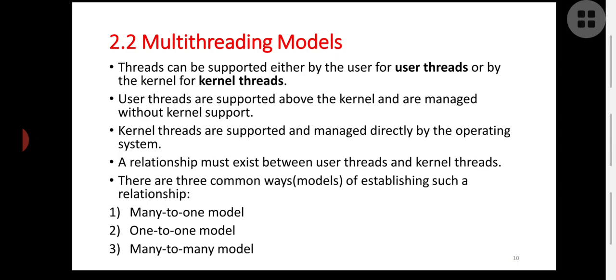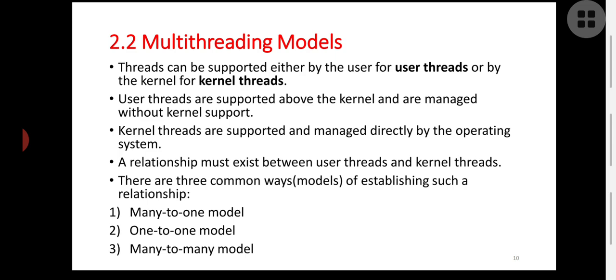Before going to the models, we will see how we can support these threads. Usually threads are supported at two levels: user level and kernel level. The threads which are present at user level and supported by users, not by the operating system or kernel, are called user threads. The threads which are present in the kernel, and are supported and managed directly by the kernel or operating system, are called kernel threads.